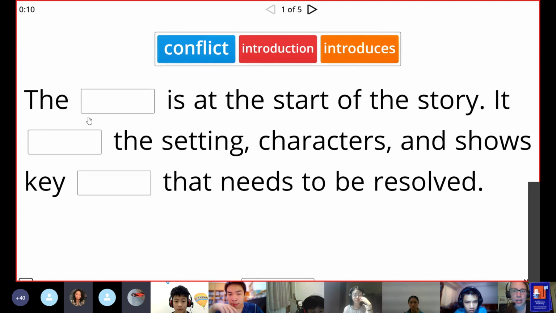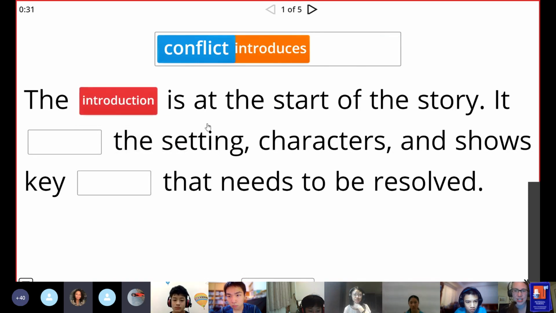So the blank is at the start of the story. Here are our three options: conflict, introduction, or introduces. Esther, which one fills in the blank? Introduction. Yes, introduction is at the start of the story. Nice job. It blanks the setting, characters, and shows the key blank that needs to be resolved.